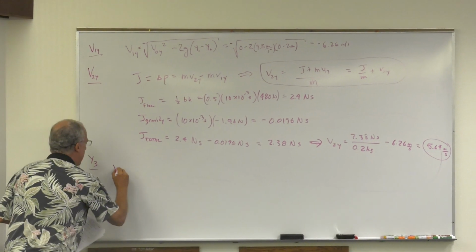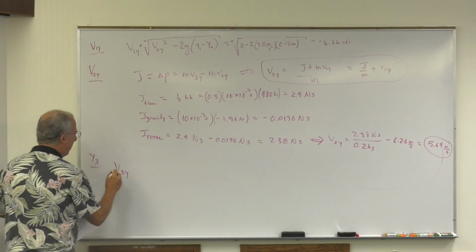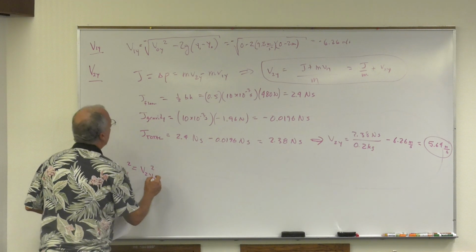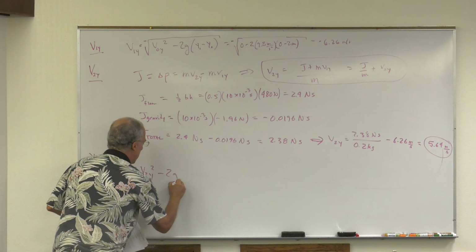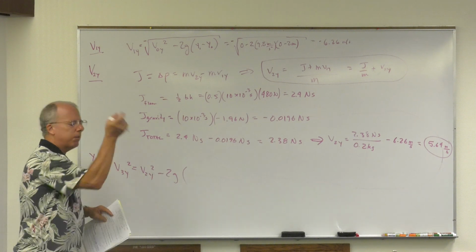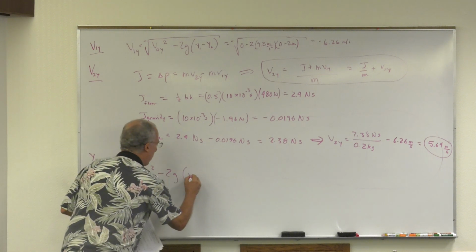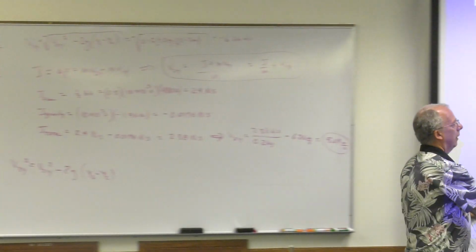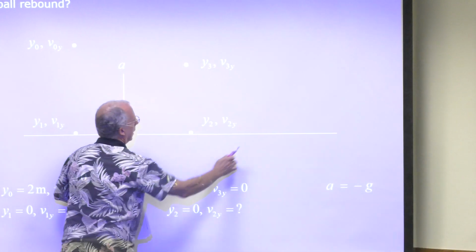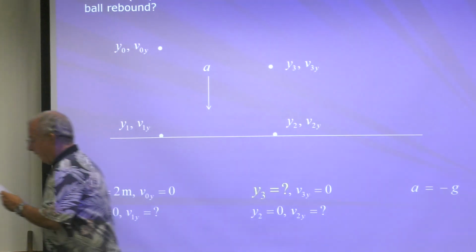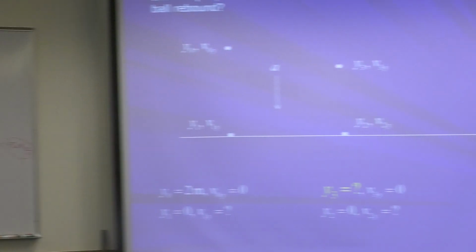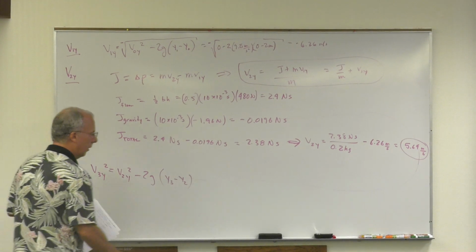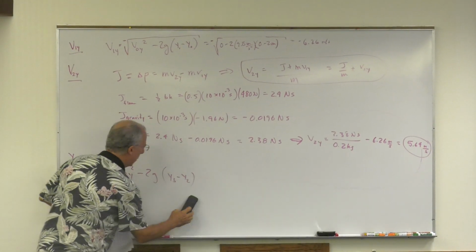V3y squared equals V2y squared minus 2g delta y. But remember, it's final minus initial, so it's y3 minus y2. Because all we're doing now is right here, right? Okay, so let's see, but y2 is 0. Oh, that's good. y2 is 0, so we get that.